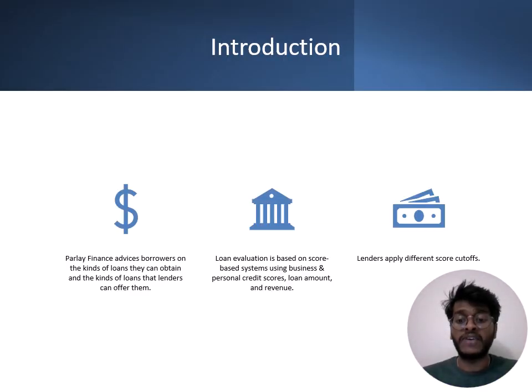Parlay Finance advises borrowers on the kinds of loans they can obtain and the kinds of loans that lenders can offer them. Loan evaluation is based on score-based systems which use business credit score, personal credit score, loan amount and revenue, and there are 4 to 5 more parameters which affect the score, and all the scores are out of 100. Lenders apply different score cutoffs.